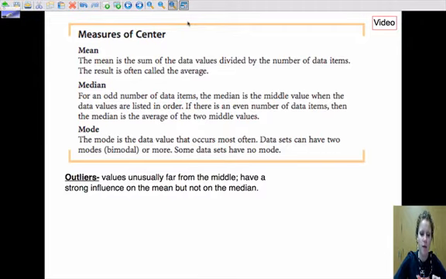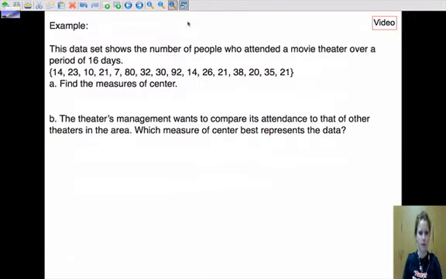Outliers are values unusually far from the middle, so either extreme highs or extreme lows. They can have a really strong influence on the mean, but not on the median. Okay, and we're going to find out exactly how to calculate an outlier, and we'll do that later. So get down those notes, and we're going to move right into an example.